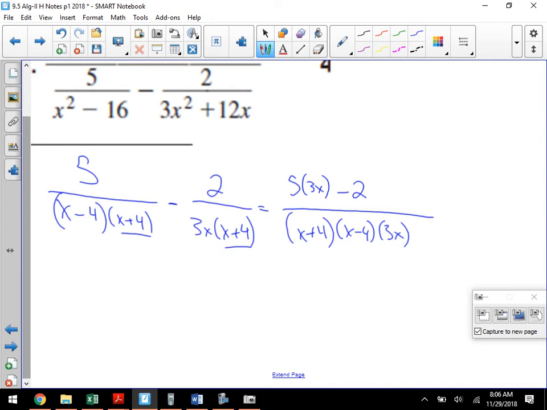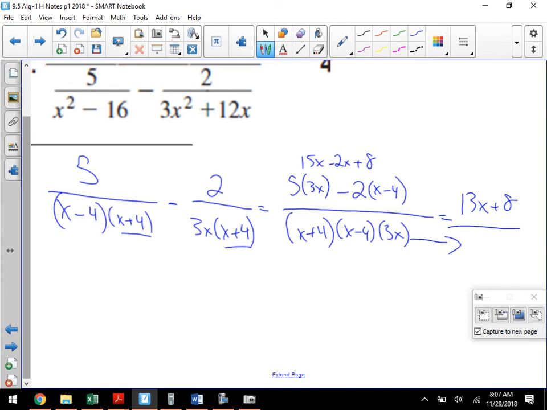Don't forget here, remember yesterday we had talked about the most common mistake you guys make, distributing that negative into both parts. A lot of times that's where you guys will mess that up. So this becomes, what, 15x minus 2x plus 8. So we get 13x and then 8 all over this.